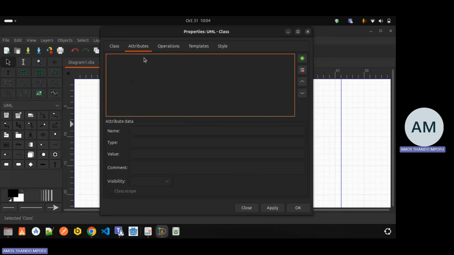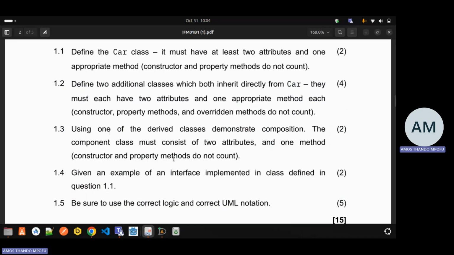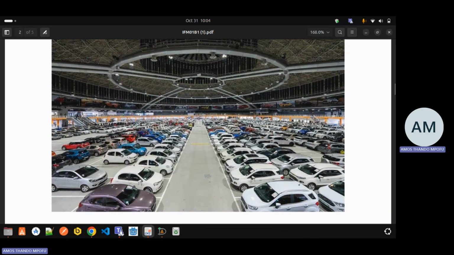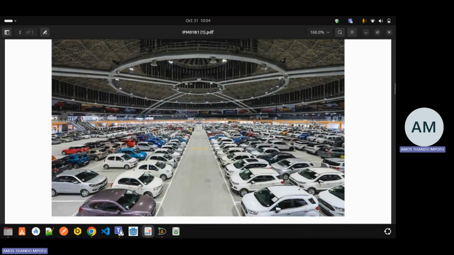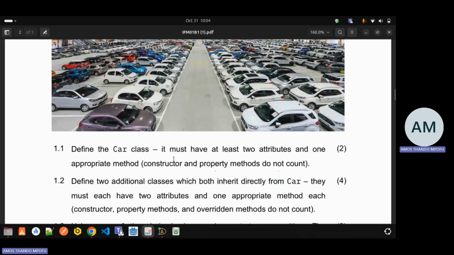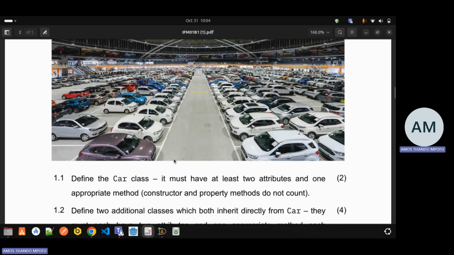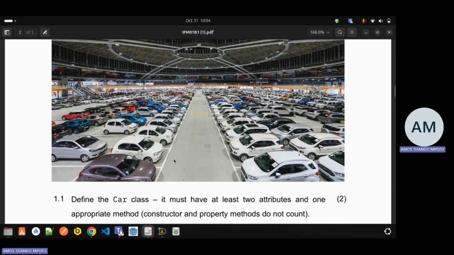So I'm going to click on attributes because I need to start with attributes. And remember, this is an open-ended question. That means you have to come up with answers. So let's try to be as creative as we can. We have to try to be very creative.